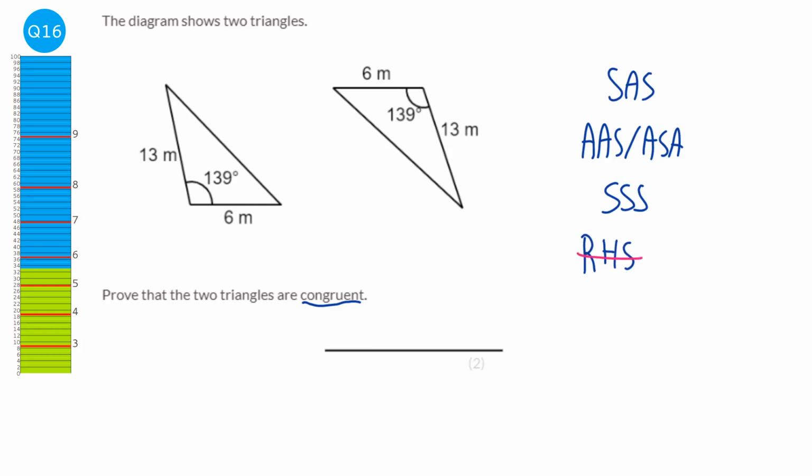It has 2 lengths, so 2 sides, but not 3, so we can cross that one out. It only has 1 angle, so we can cross this one out. So we're looking to see whether it has the same side, then angle, then side.